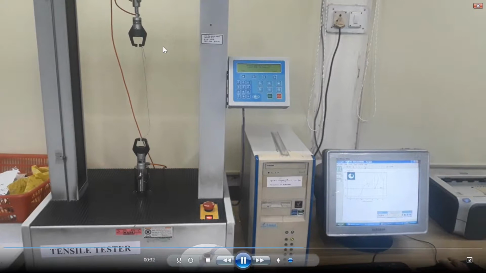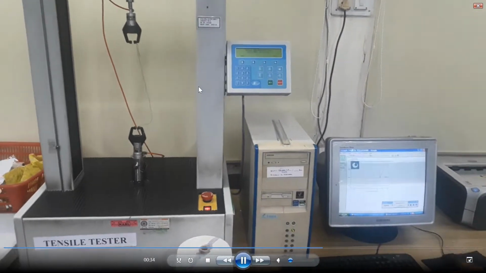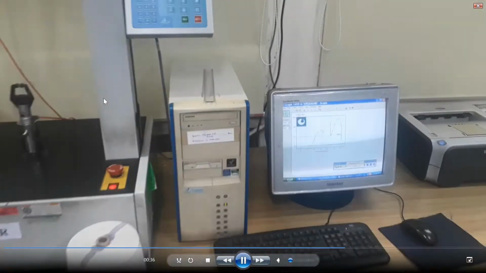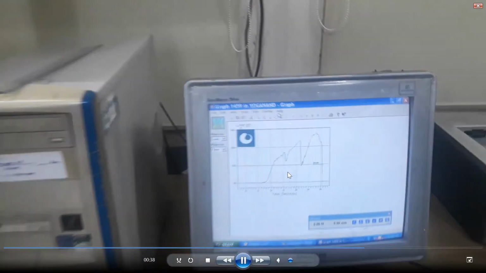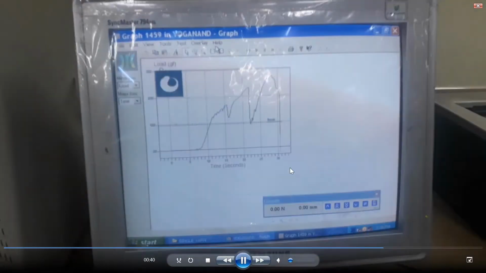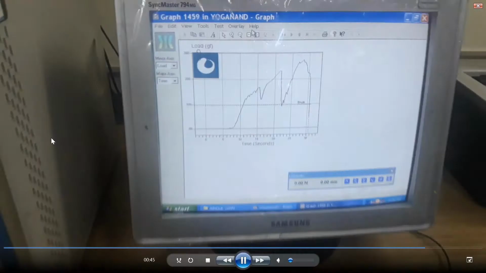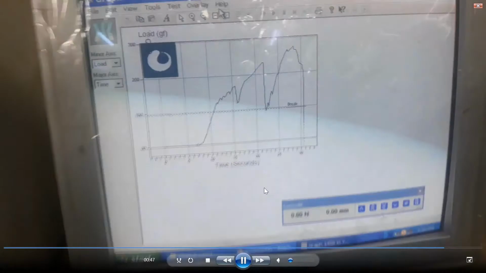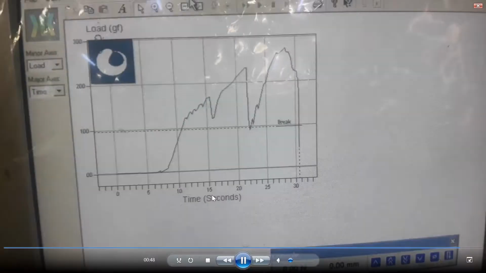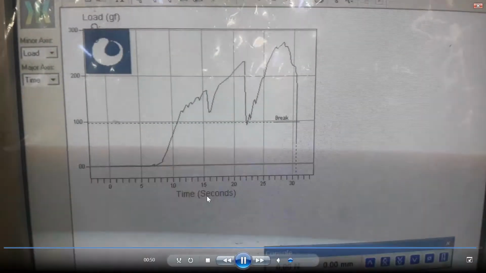And it comes back when the break is detected. Normally, break is detected after, say, a 20% fall of the strength. So it reverses back to its original position. From here we can change the axis. It is time, but we can change the axis to elongation or strain, whatever we want.